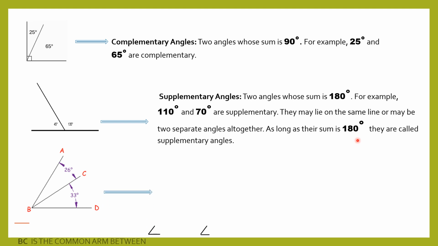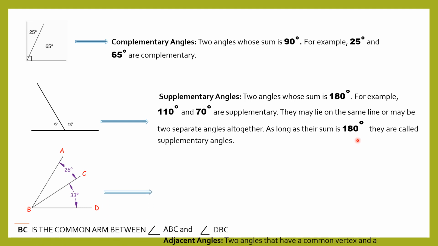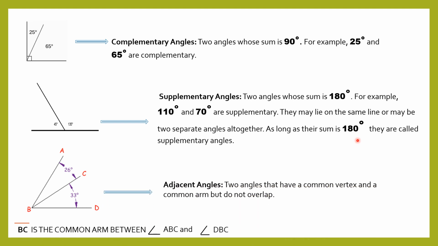The next one is called the adjacent angles. Now, two angles that have a common vertex and common arm but do not overlap are called adjacent angles. In the figure given, BC is the common arm between the angles ABC and DBC.